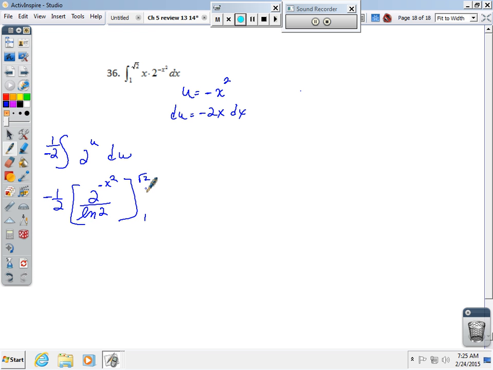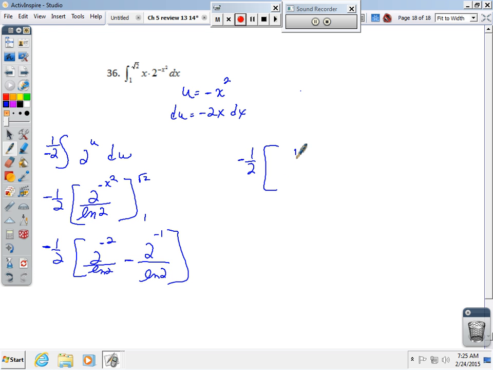And I don't know if it would have been better to switch everything in terms of u, including the upper and lower bounds, and evaluate it, but we're this far, so. Alright, so negative 1/2. 2 raised to the negative square root of 2 squared is 2 to the negative 2, and that's going to be negative 1 over 4 ln of 2. Minus plug in a 1, so that's 2 to the negative first over the ln of 2. I'm going to simplify inside the parentheses. So I'm going to have a negative 1/2 times 1 over 4 ln of 2 minus 1 over 2 ln of 2.